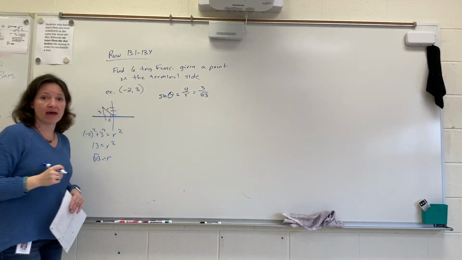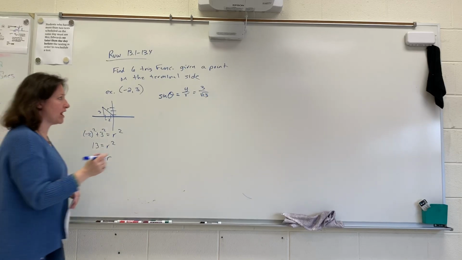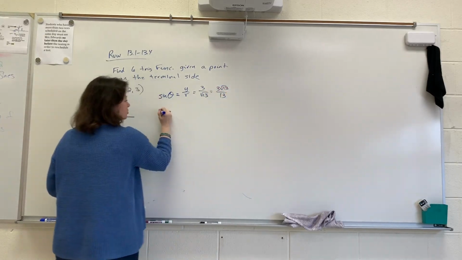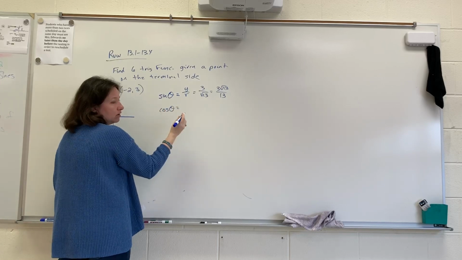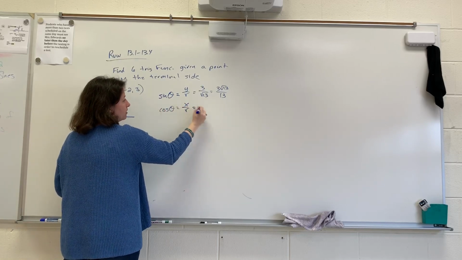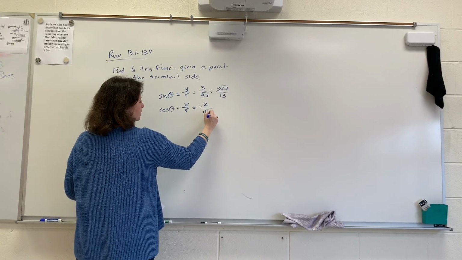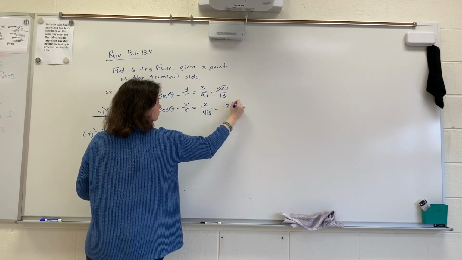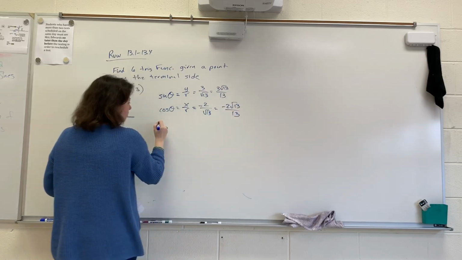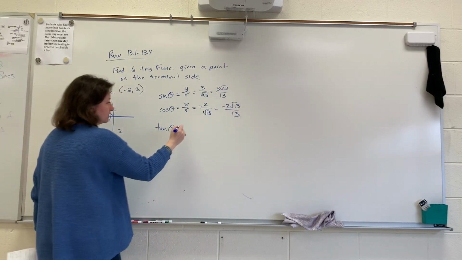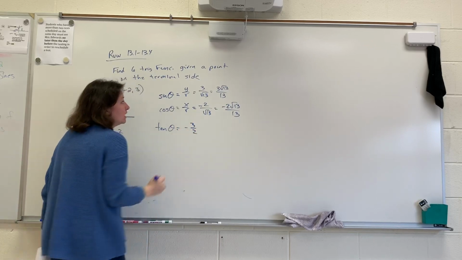Can we leave it that way? No, we have to rationalize it and get 3 root 13 over 13. What does cosine always equal? That's right, x over r. So we get -2 over root 13. Again, we have to rationalize it, so -2 root 13 over 13. What does tangent always equal? That's right, y over x, so in this problem would be -3 over 2.